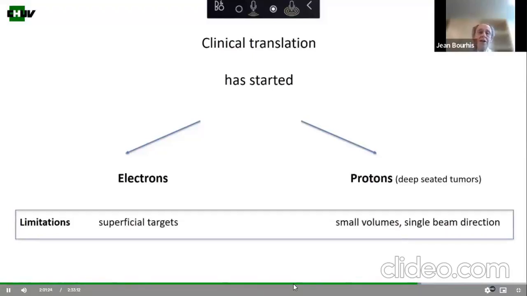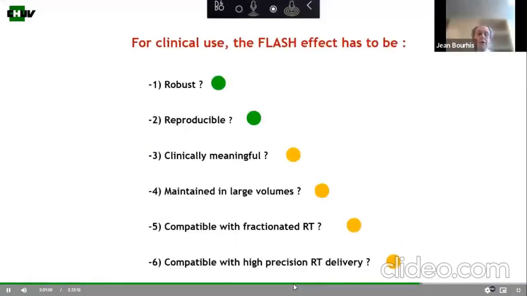And clinical translation has started with, there are at least two studies, one with electron, one with proton, but they have both limitations. Electrons can only treat with flash superficial targets, and protons, also small volumes at the moment, with single beam directions. So it's a little bit archaic way of using radiation therapy in both cases. So compatible with high precision radiotherapy delivery, we don't know, but it's certainly a very, very important issue for the future.